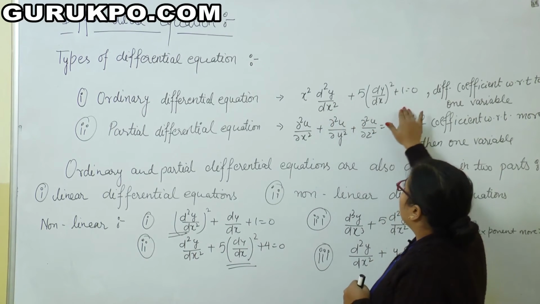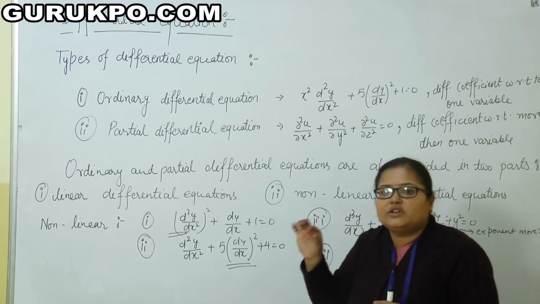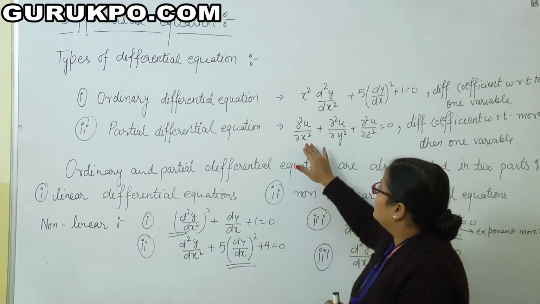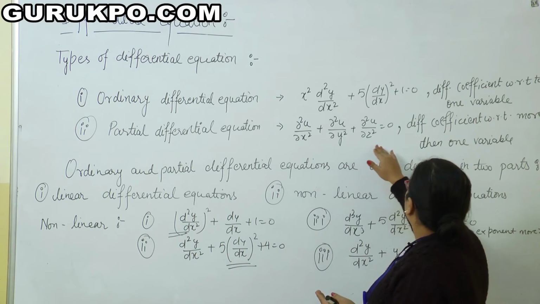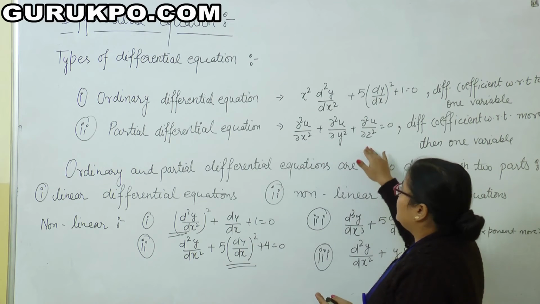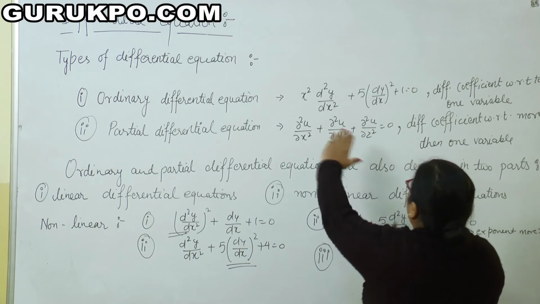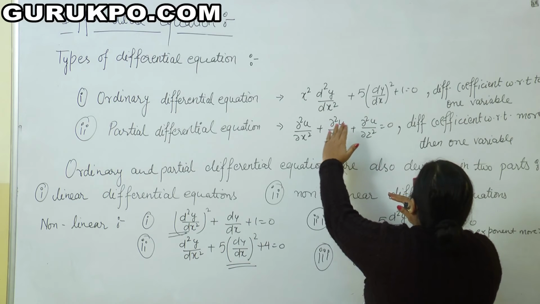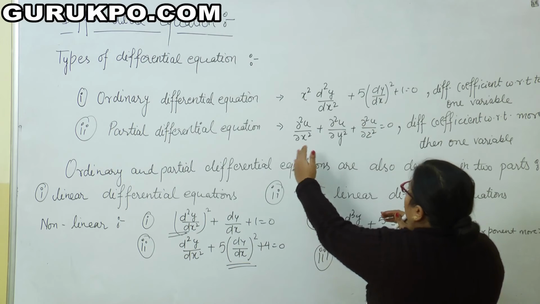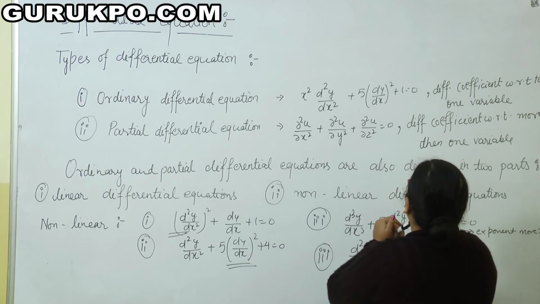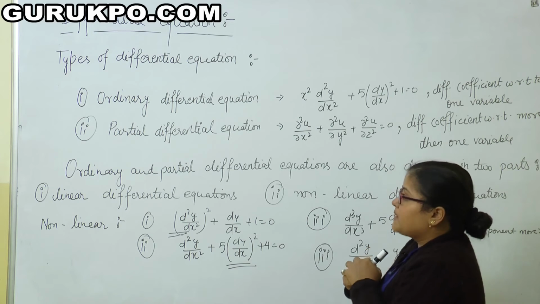In this equation, the equation is defined only in terms of one differential coefficient, but in partial differential equations there are more than one variable, such as x, y, z. This is the main difference between ordinary and partial. In an ordinary differential equation we take the differential coefficient with respect to only one variable, but in a partial differential equation we take differential coefficients with respect to more than one variable.